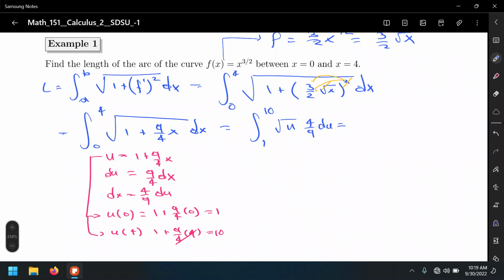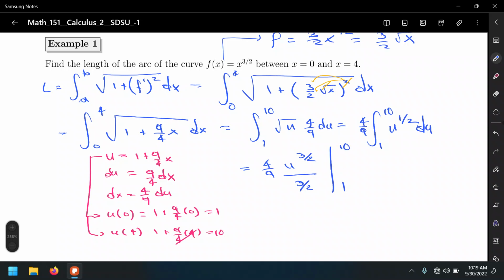Okay, so let's do a couple of things. Number one, I'm going to take that 4 over 9 out of the integral. U to the 1/2 du, and that's because we cannot integrate the radical just the way it is. So this will be 4 over 9 u to the 3/2 over 3/2 evaluated from 1 to 10.